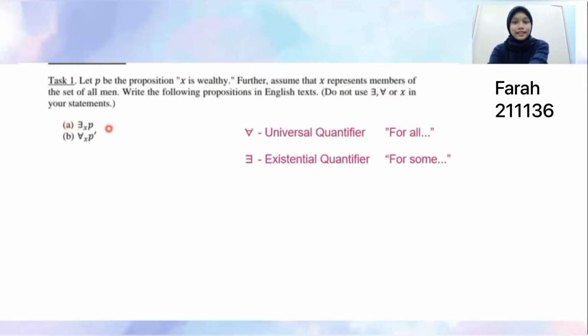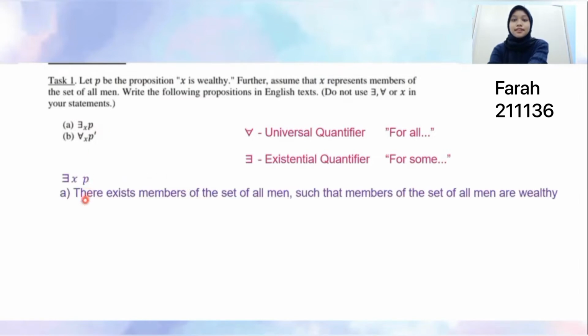For question A, we will define the symbol which means that for one or more elements X of a certain set of elements, the proposition P is true. The answer is there exist members of the set of all men such that members of the set of all men are wealthy.